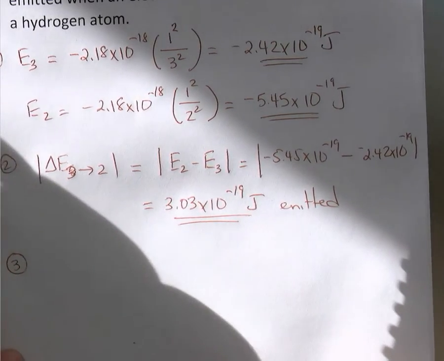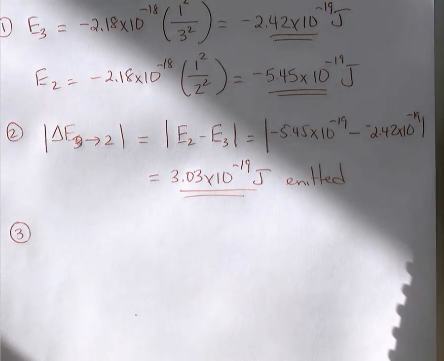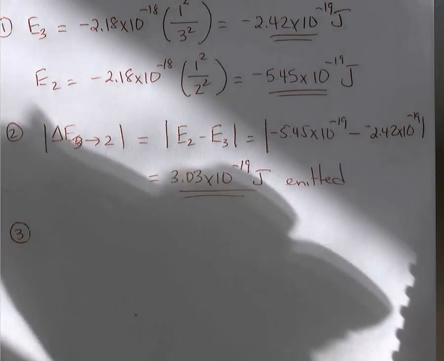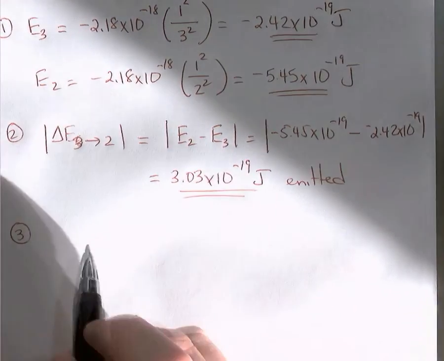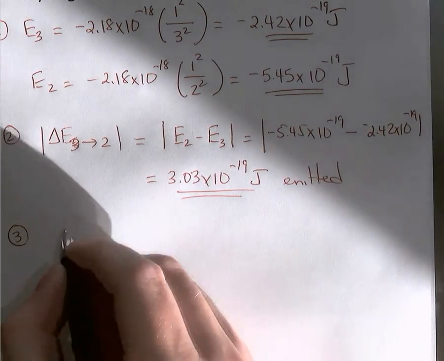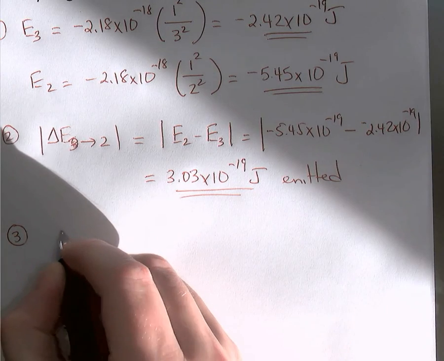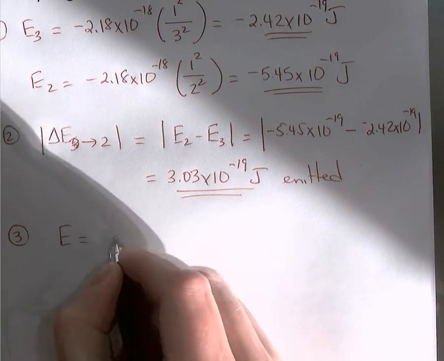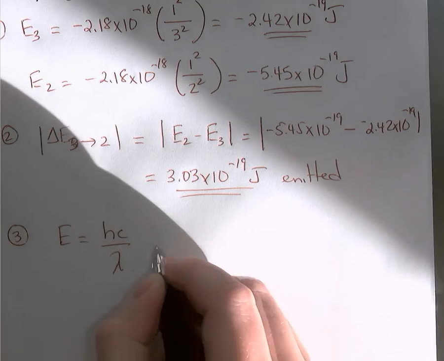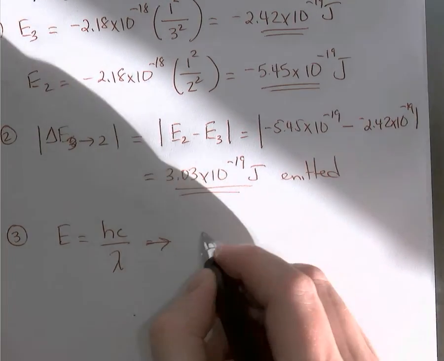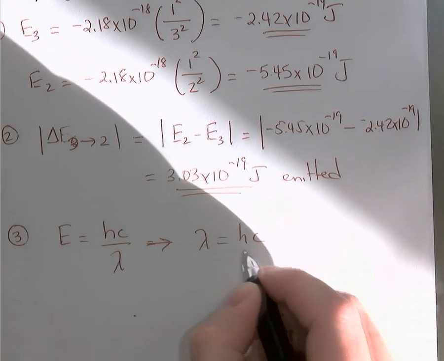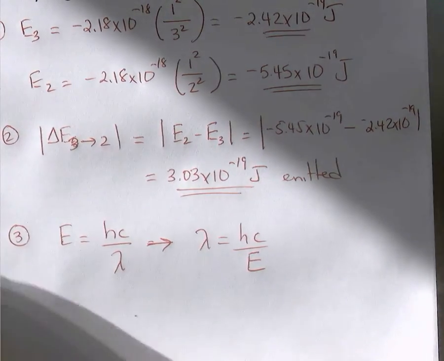Third thing we'll do is we'll use Planck's equation to find the wavelength. I apologize for the shadows here. The sun is coming in now rather strongly. So we get Planck's equation equals hc over lambda. So therefore rearranging, lambda equals hc over E.